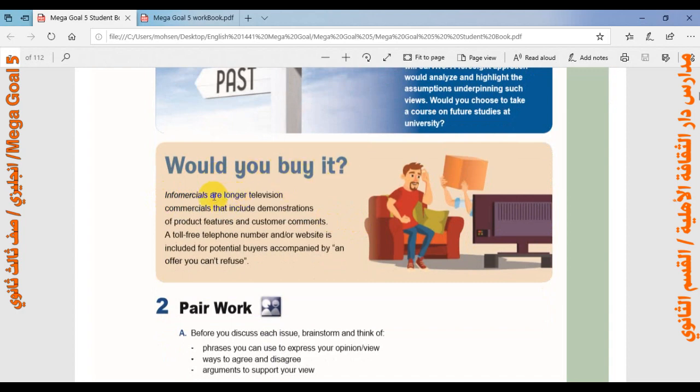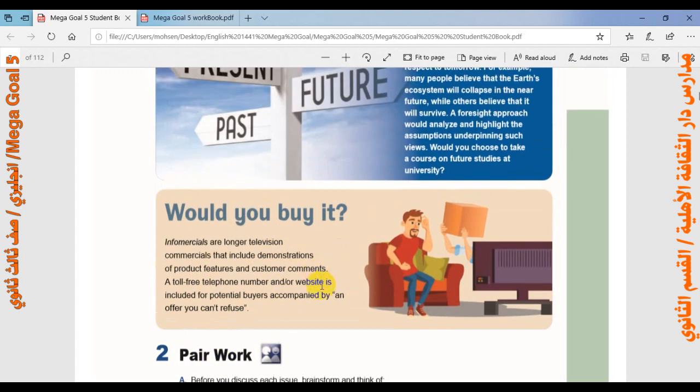Would you buy it? Infomercials are longer television commercials that include demonstrations of product features and customer comments. A toll-free telephone number and website is included for potential buyers, accompanied by an offer you can't refuse.